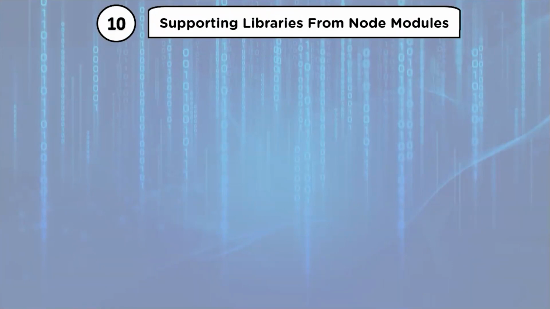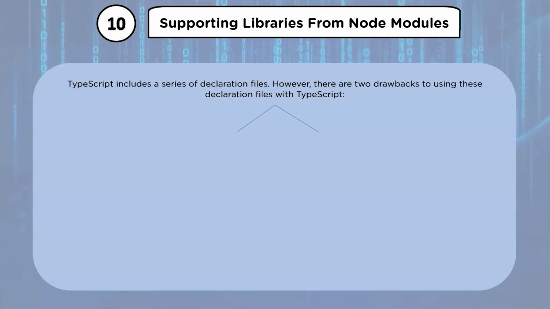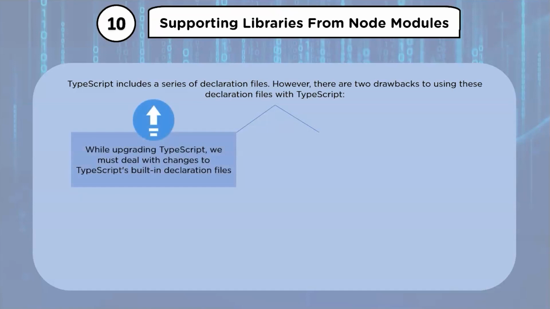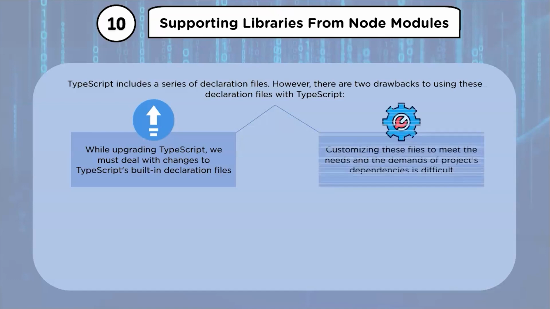Supporting libraries from node modules. TypeScript includes a series of declaration files to guarantee that TypeScript and JavaScript support works well right out of the box. However, there are two drawbacks to using these declaration files with TypeScript. One drawback is that while upgrading TypeScript, we must also deal with the changes to TypeScript's built-in declaration files, which can be difficult when the DOM APIs change so regularly. And the other drawback is that customizing these files to meet your needs and the demands of project dependencies is difficult.